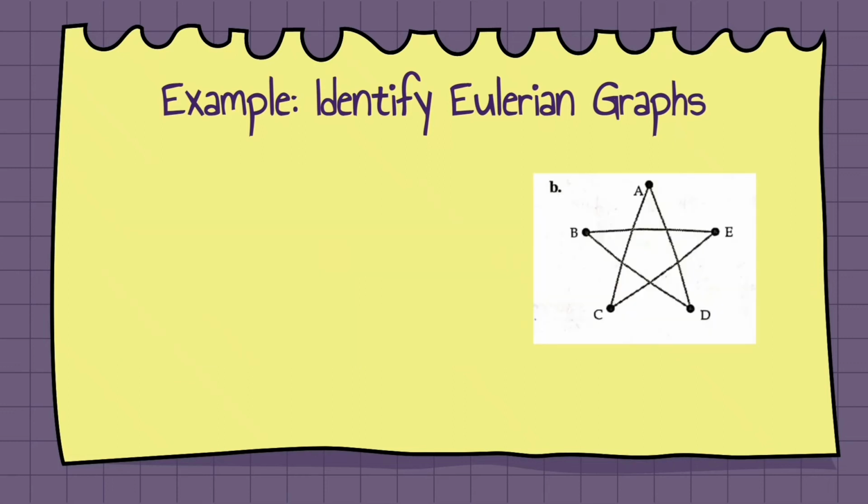Next, we have this graph. Let's examine first the edges. In vertex A, we have 1, 2, okay, even number of edges. In vertex E, 1, 2, even also. The same with D, C, 2, and the same with B.